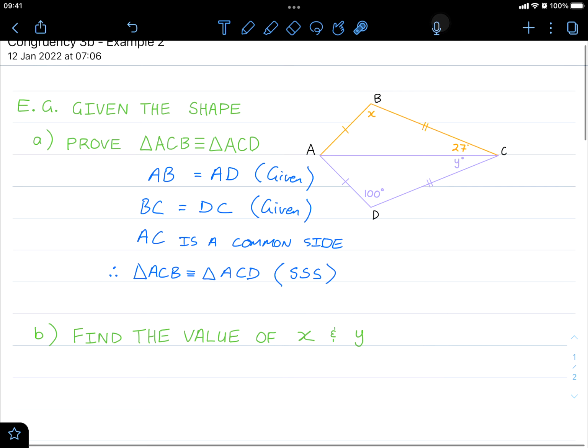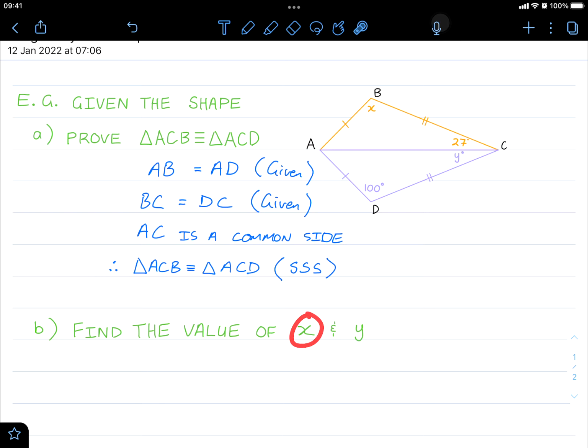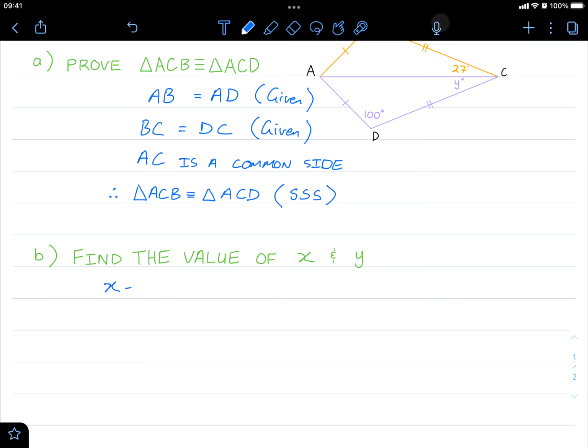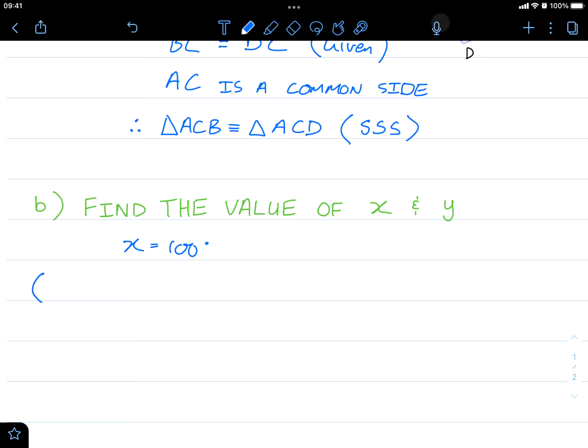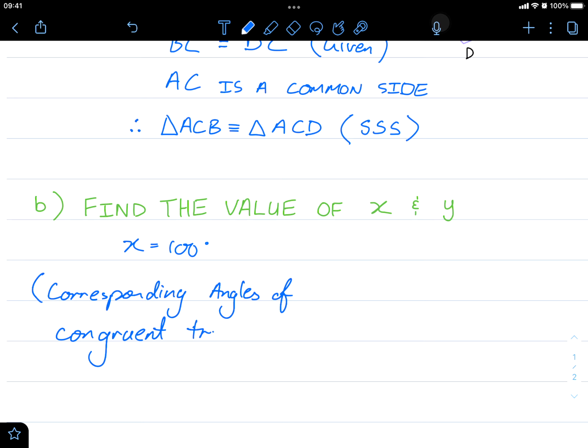Now from here, let's find the value of x. We'll take a look. X is in between the single line and the double line. Well, in this one, single line, double line. We can say that from here, x is equal to 100 degrees. And the reason for this is they are corresponding angles of congruent triangles.